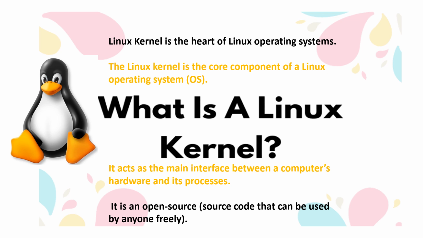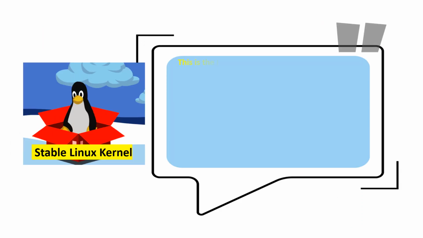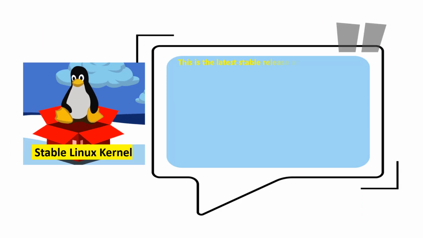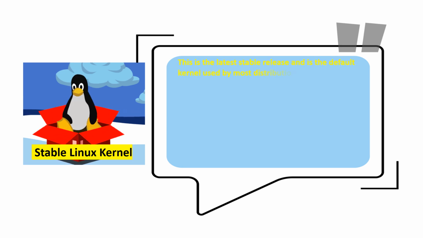Since this is a Linux kernel, it is open source, that is, Linux is an open source operating system. So the Linux kernel's source code can be used by anyone freely. So this is what a Linux kernel means. And now we can see the four main types of important Linux kernels.